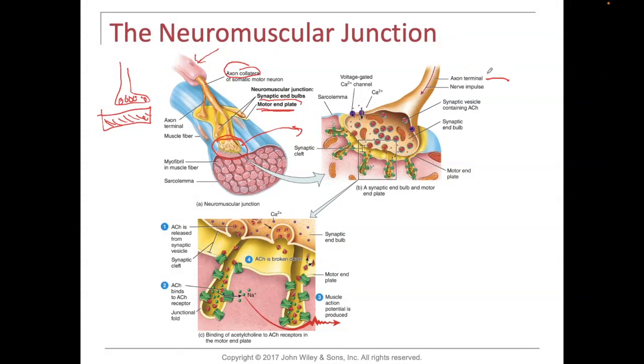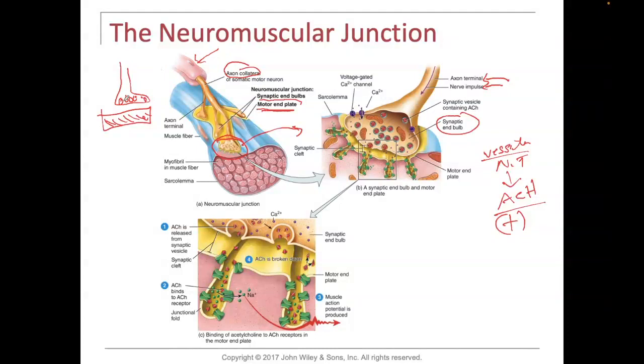So again, we have the axon terminal. We can see the nerve impulses traveling down the axon. It's going to make it right to the very end where we have the end bulb. And in the end bulb, we have these little circular vesicles. Those little circular vesicles are filled with a neurotransmitter. The neurotransmitter is called acetylcholine. And acetylcholine is always excitatory at the neuromuscular junction.